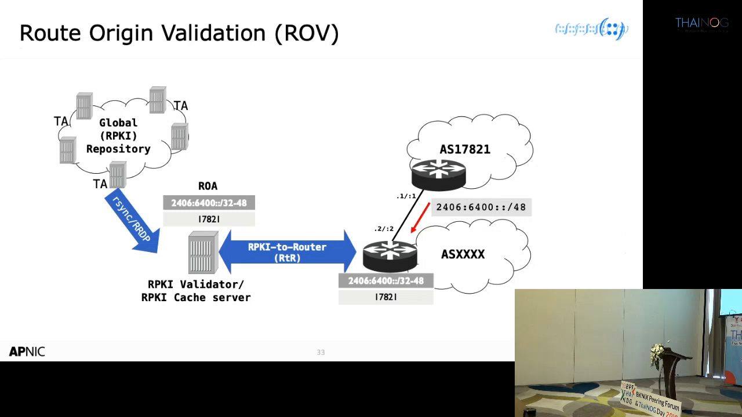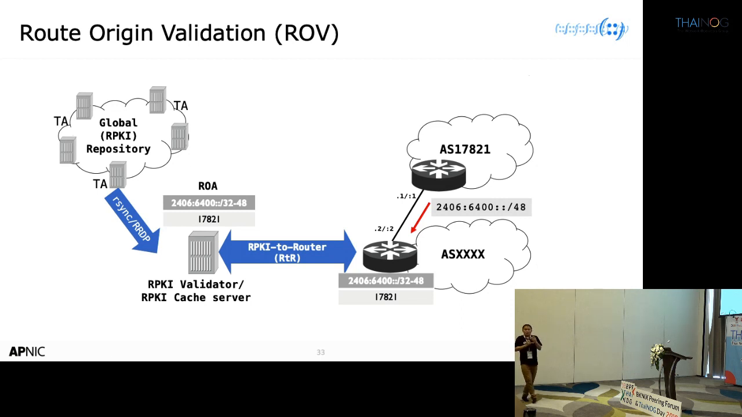Now, when this border router receives updates from its eBGP peers, right? In this case, when this router receives an update from this AS 17821, and the update it is receiving is 2406:6400::/48. It receives that before it accepts it, before it uses it for any BGP best path decision-making process, it will now compare it against a ROA, a copy of ROA that you have. When it receives it, it will say, okay, hold on, let me check the ROA cache. And it looks up a ROA. It'll say, is there a ROA for this prefix?